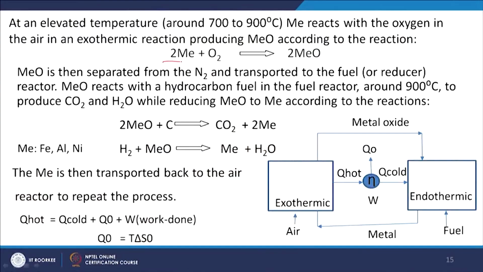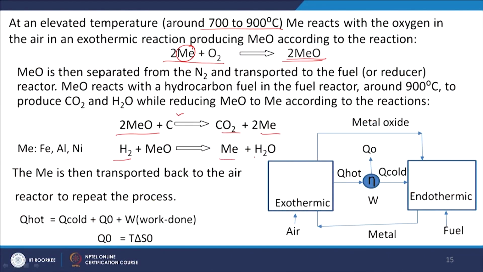So, what happens? The metal is oxidized. One example, at 700 to 900 degree centigrade: 2Me plus O2 gives 2MeO, say Me is the metal and MeO is the metal oxide. Then the metal oxide reacts with carbon, gives CO2 and metal, and it reacts with hydrogen, gives metal and H2O. These are the basic reactions.